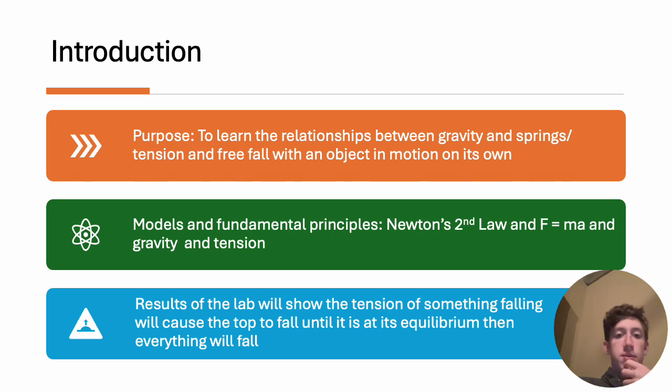The models and fundamental principles needed for this are Newton's second law, force equals mass times acceleration, and gravity and tension. The results of the lab will show the tension of something falling will cause the top to fall until the object is back at its equilibrium position, and then the whole object will fall together.